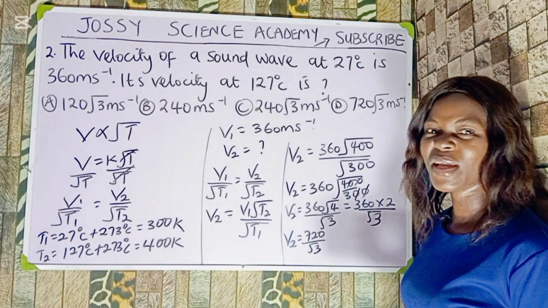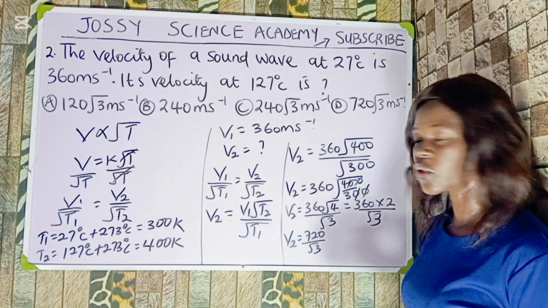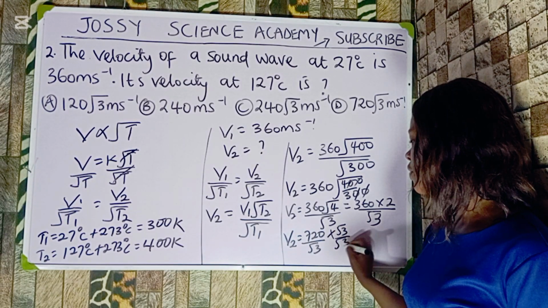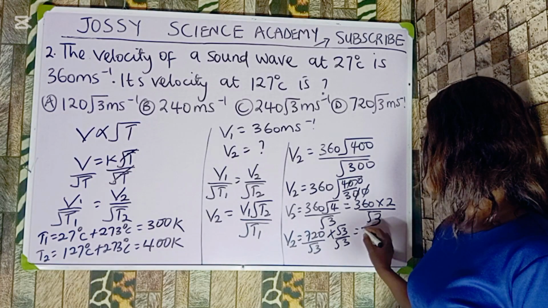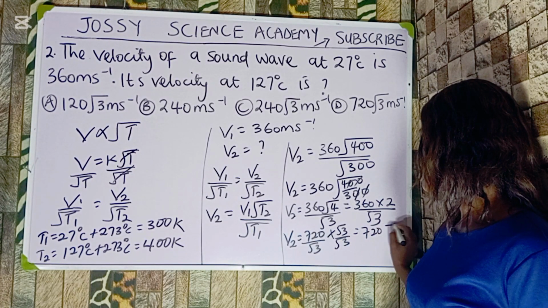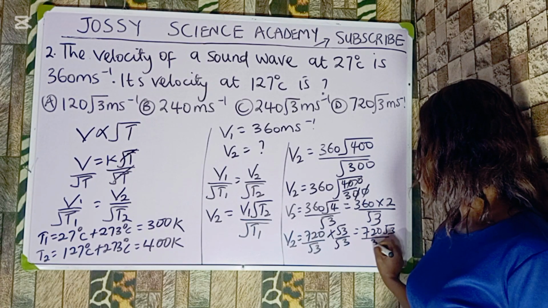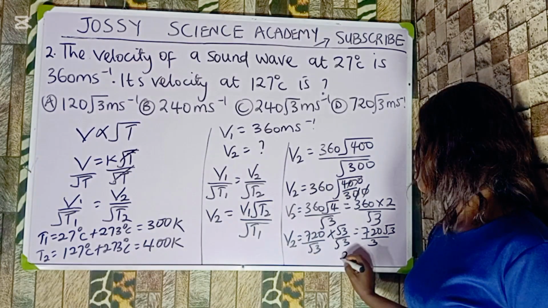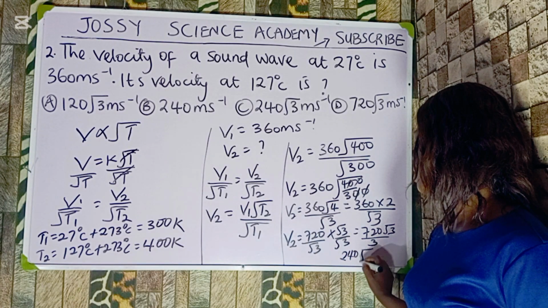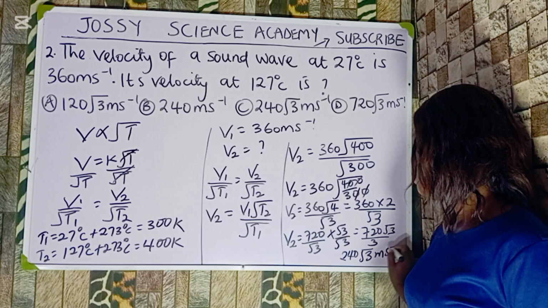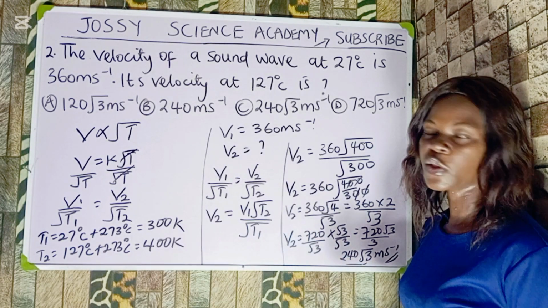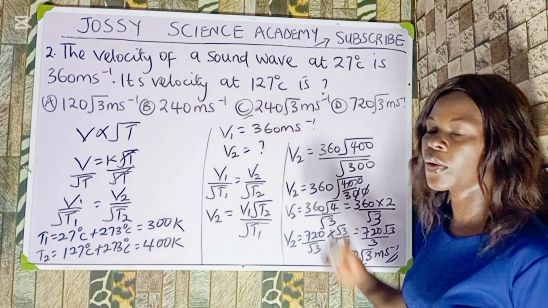Now we cannot leave our answer in terms of root. We have to rationalize by multiplying by root 3 over root 3, right? That is 720 root 3 over 3. If 3 divides 720, it is going to give me 240 root 3 meters per second. So from what we have gotten so far, the correct option to this question is option C.